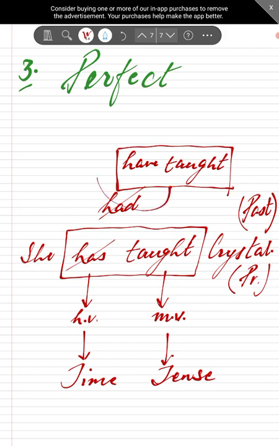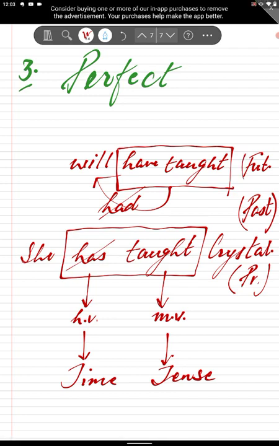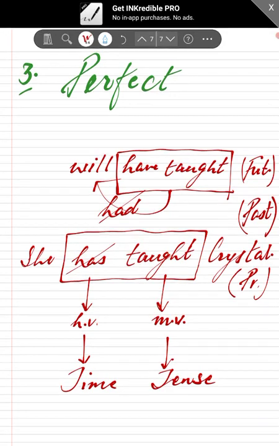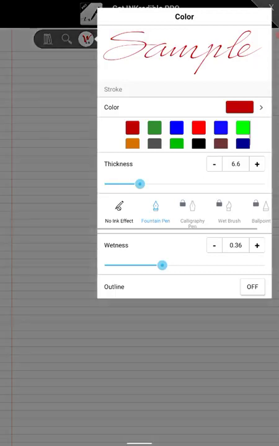So write this box matter with either shall or will, and she takes will. Now the sentence is she will have taught Crystal. She will have taught Crystal, and this is in future. Now she has taught Crystal, present perfect. She had taught Crystal, past perfect. She will have taught Crystal, future perfect. Now the fourth aspect is perfect continuous.